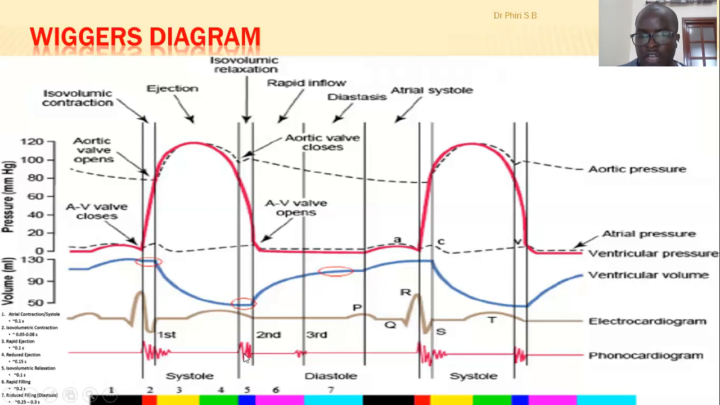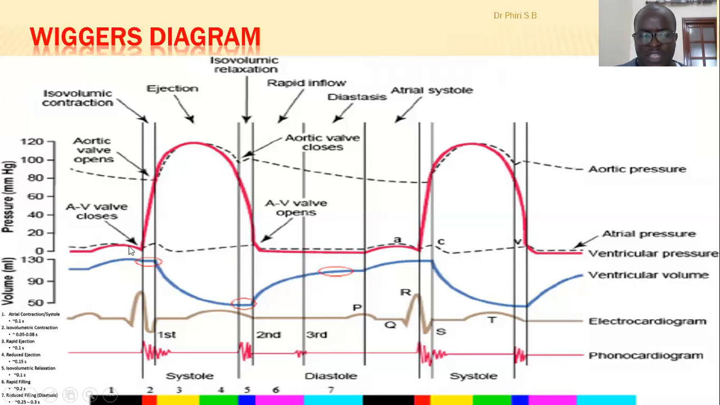So within the phonocardiogram, you can see the second heart sound, which is a very short, high-pitched sound. So this is the dup sound. The first one, lub, the second one, dup: lub, dup sound. Then at the same time, you can see here the pressure that is taking place within the atria.